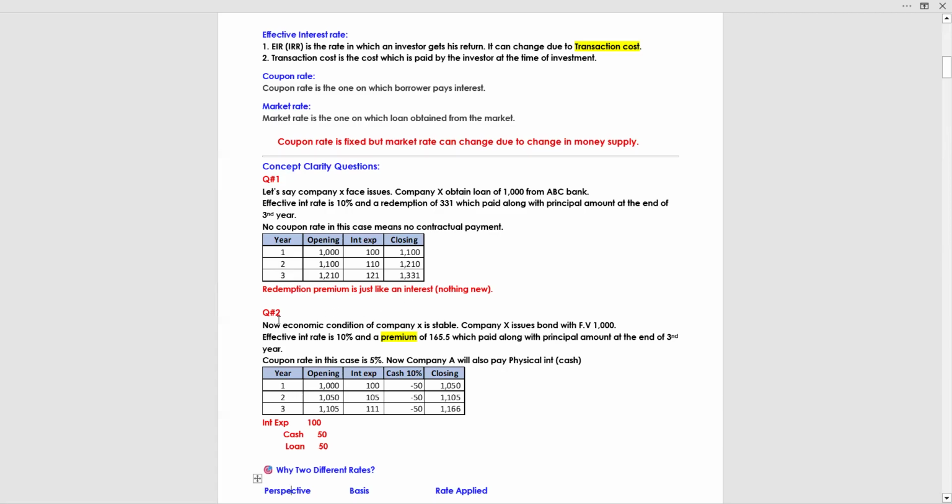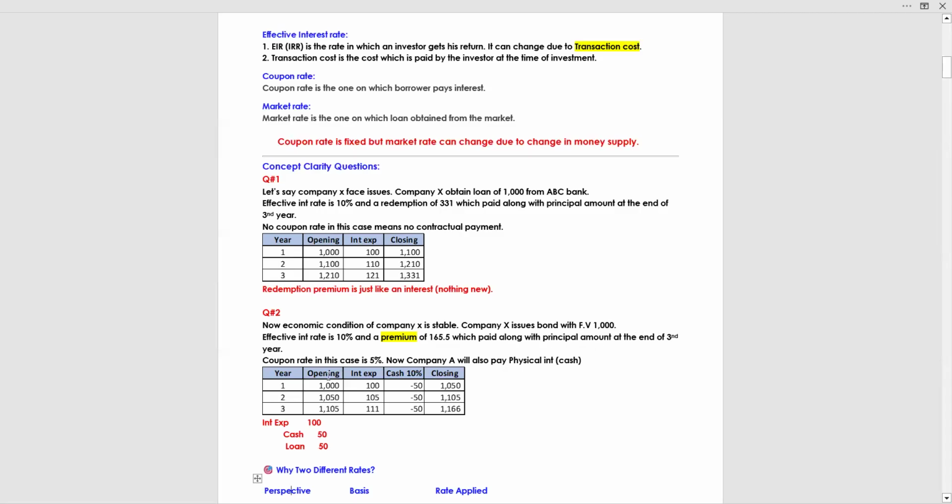Question number 2. Now the economic condition of company X is stable. Company X issues a bond with a face value of 1000. Now company X is in a better, stable economic condition. That's why they issue a bond with a face value of 1000 at the effective interest rate of 10% and a premium of 165.5 paid along with the principal amount, meaning this amount.